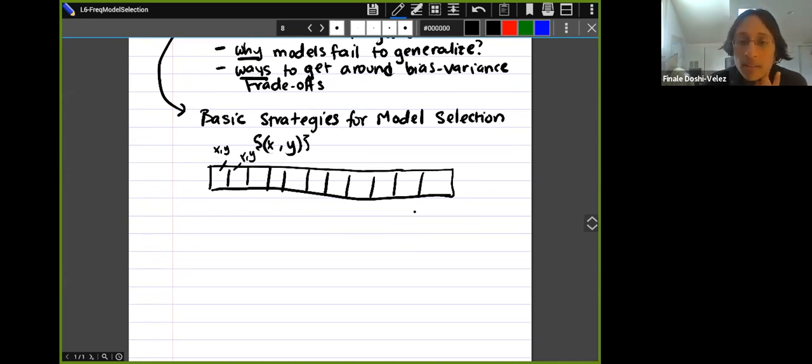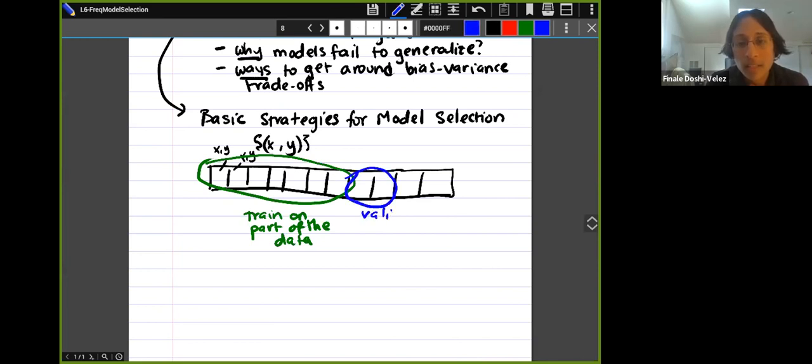So if I have this data set, rather than training on the whole data set, one thing I can do is split this data set into pieces. I can say that I'm going to have a part of the data set to train on, and then I can hold out some of this for validation. I'm going to explain what each of these are in just a moment. And then I'm going to have a test split. This is still all the data I have.